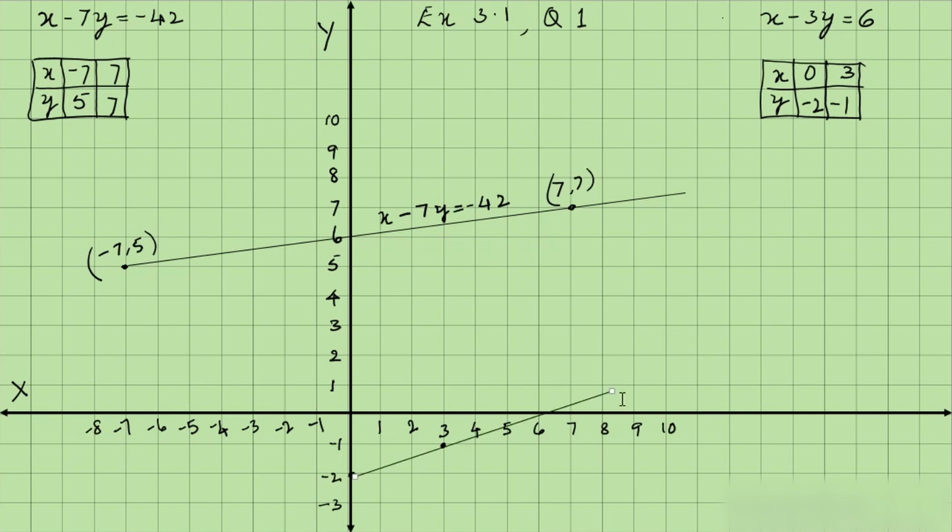Here we have to write the coordinates. This is 0 and minus 2, and second is 3 and minus 1. And for this line we have to write the equation x minus 3y equals 6. Now this is the end of the answer. We have done the graphical representation for question 1.